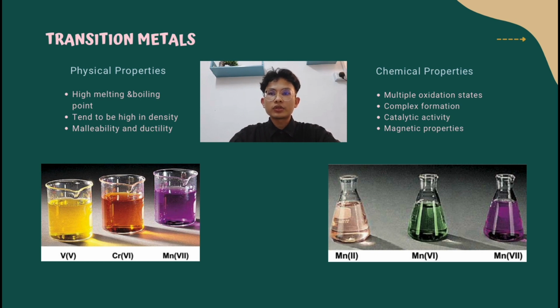They also have magnetic properties. Transition metals like iron and cobalt exhibit magnetic behavior due to their unpaired d electrons, which relate to the diamagnetic and paramagnetic mechanism.